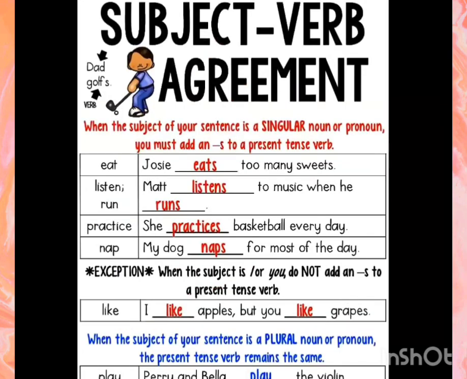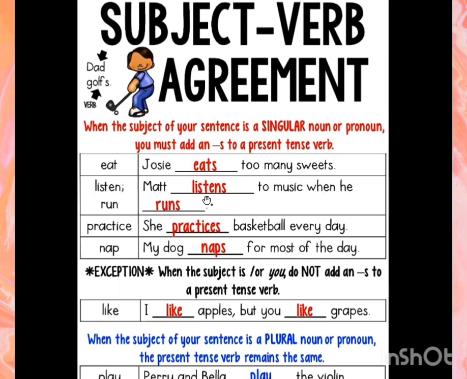Now again, look at these examples in which we already have the blanks covered with the words. When the subject of your sentence is a singular noun or pronoun, you must add an S to a present tense verb. For example, eat is the verb used. Josie eats too many sweets. So you can see that we have made eats by the word eat. Matt listens to music when he runs.